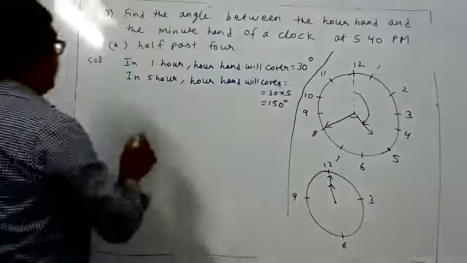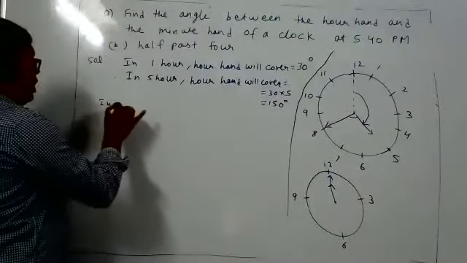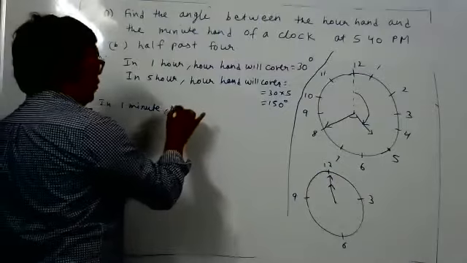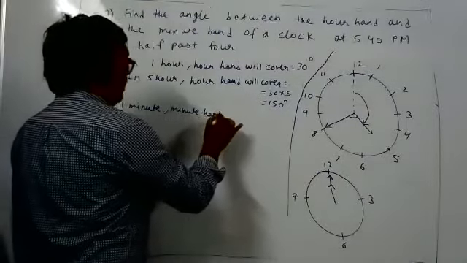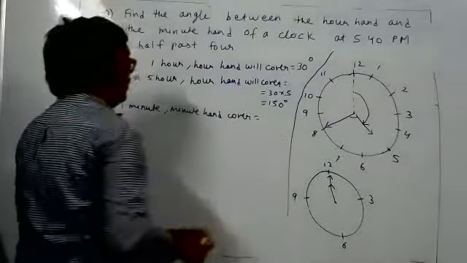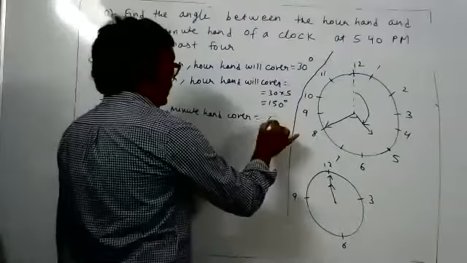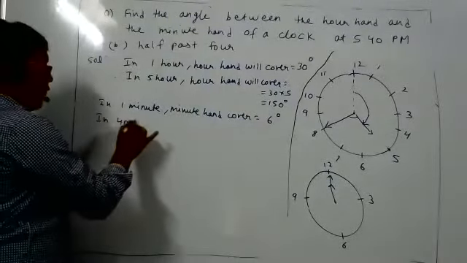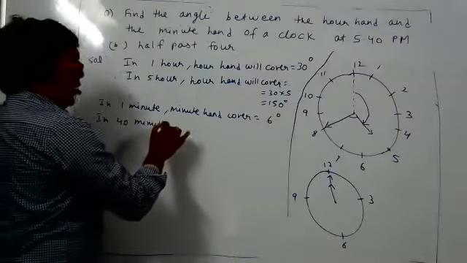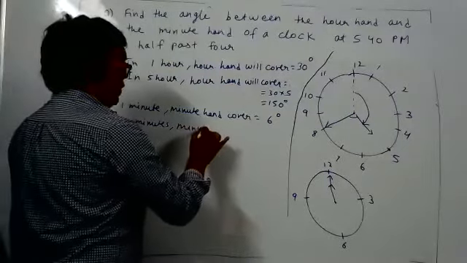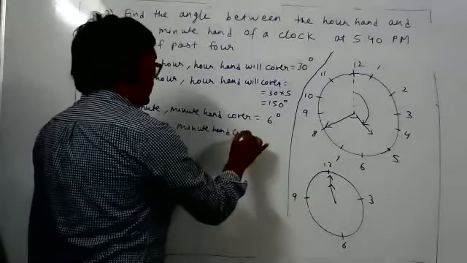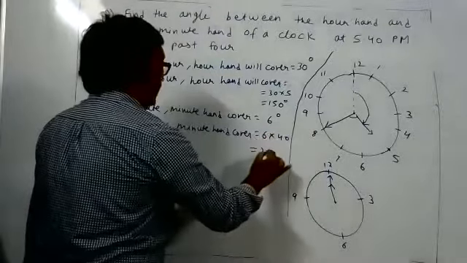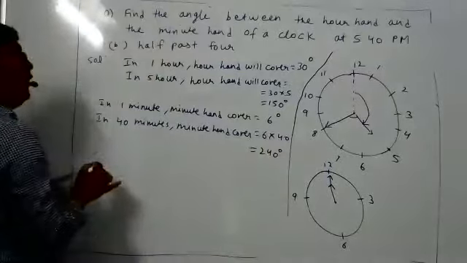So 40 minutes. In 1 minute, how much does the minute hand cover? In 1 minute, the minute hand covers 6 degrees. But it has to move by how many minutes? 40 minutes. So it will cover 6 into 40, 240 degrees.